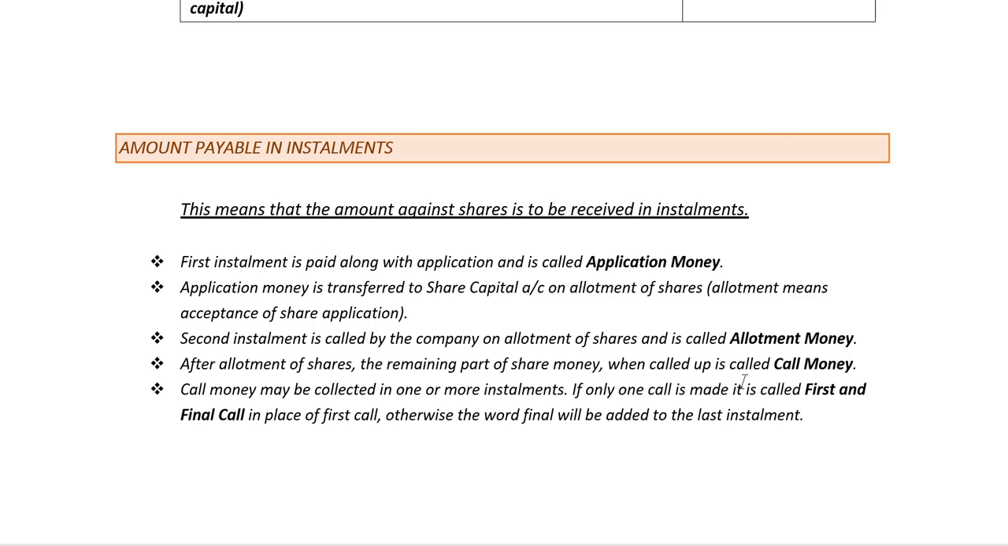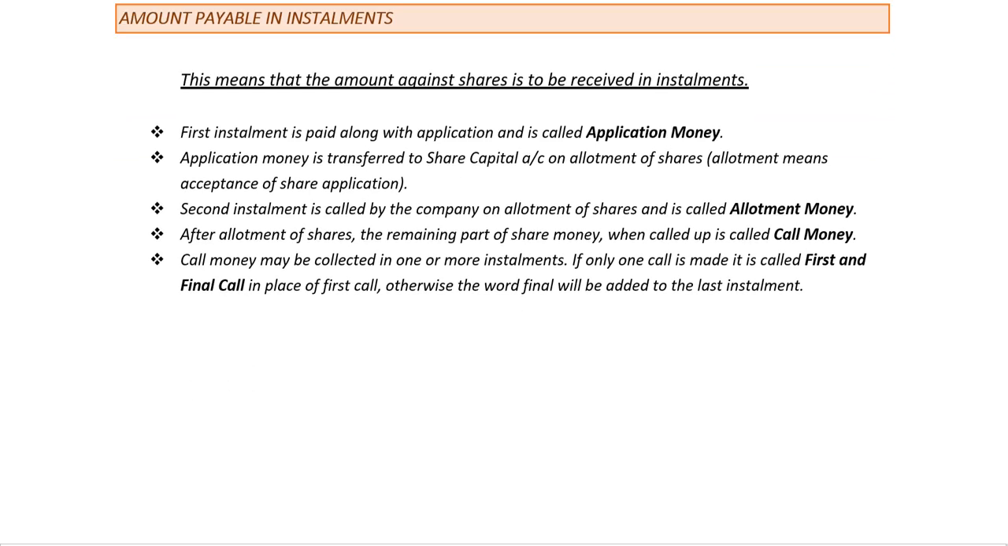If only one call is made, it is called first and final call. If more than one call is made in place of first call, the word second, third, etc. will be used, and the word final will be added to the last installment. Let's say the second call is the last call. The installment will be referred to as second and final call. Let's go to the journal entries when the amount is payable in installments.